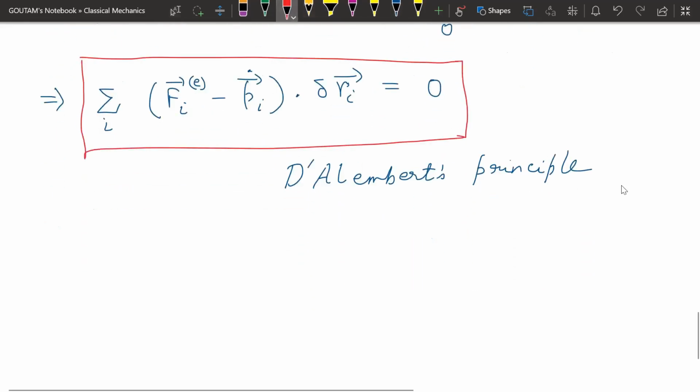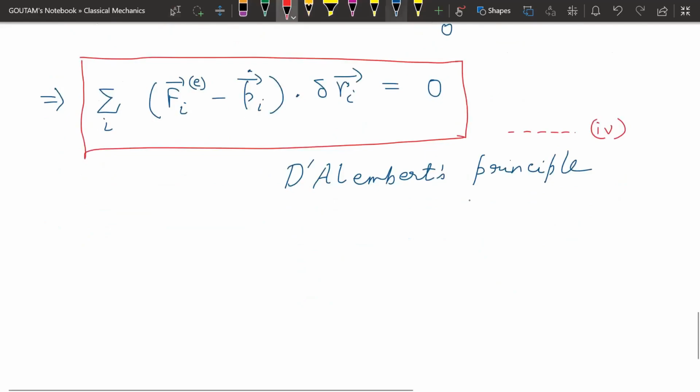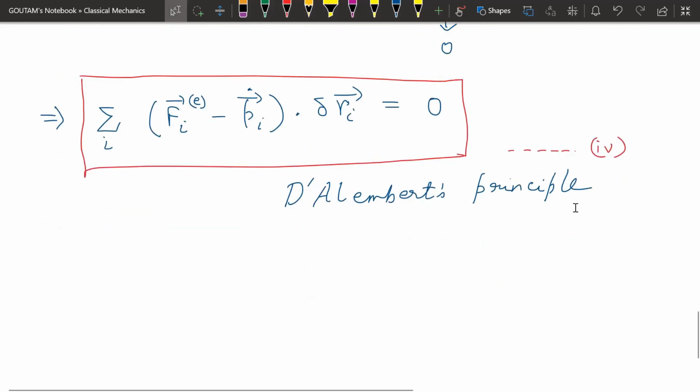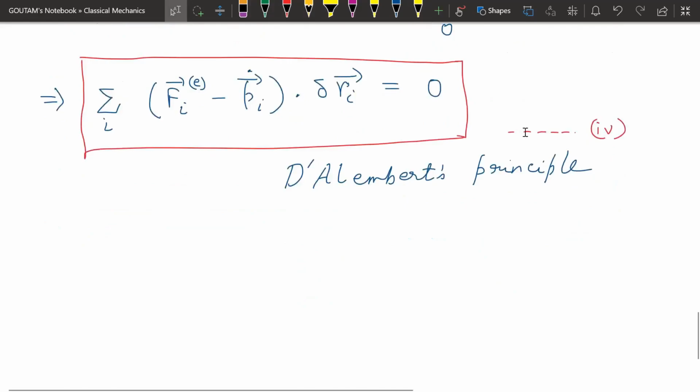Okay, so question 4. This equation is called D'Alembert's principle. Remember, here we cannot write, as the delta ri's are not all independent, that Fi external minus pi dot is equal to zero. That we cannot write.